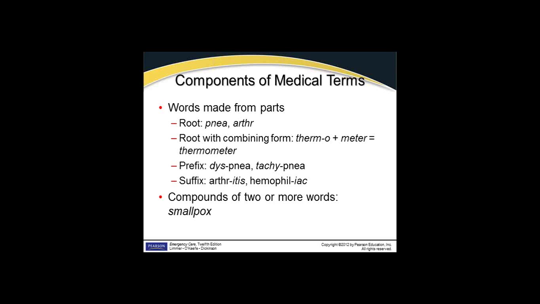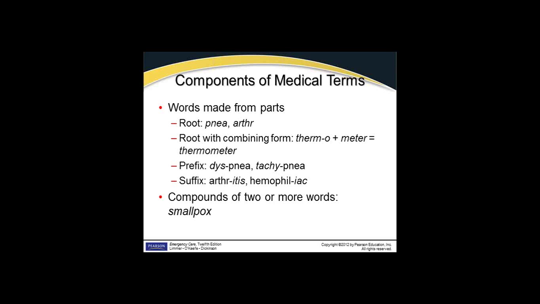All right, so components of medical terms. Most of these come from an ancient language of some sort, whether that was Latin or Greek. Some of them are a little more modern, but a majority of them come from those ancient languages. So we'll have various parts of these medical terms, such as the root word. They give the example arthr, meaning joint. So that's our root word.